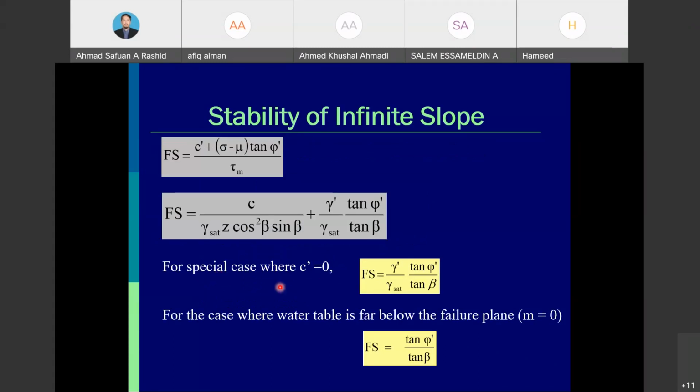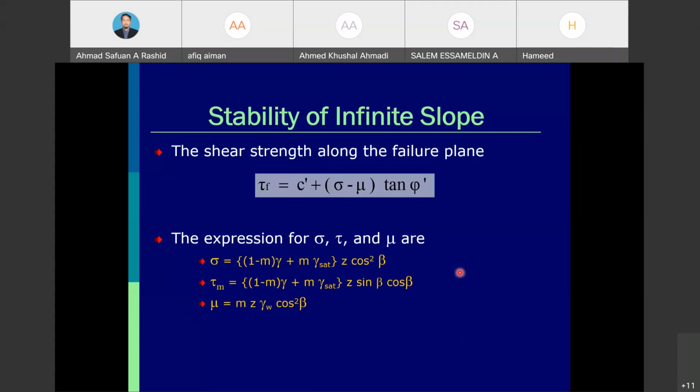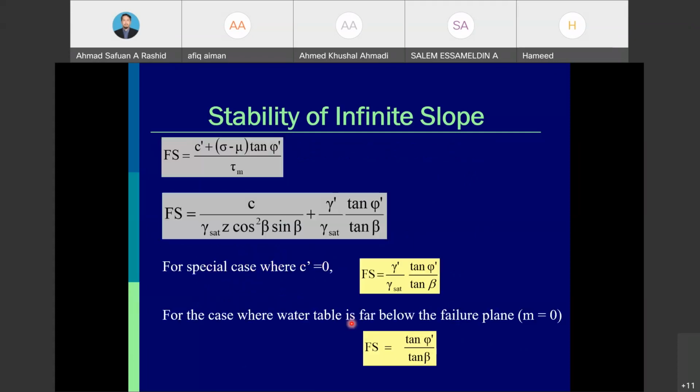So it is better to use this kind of approach rather than what we call the fixed equations. So this is an example derivation for the fixed equation.